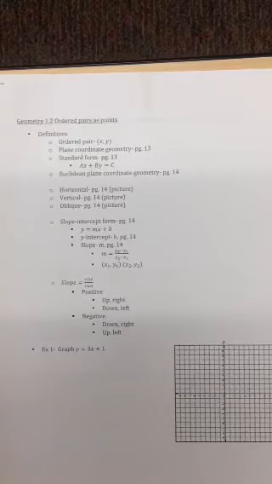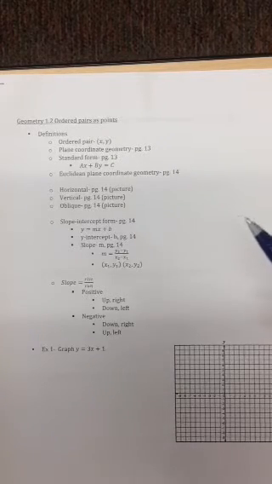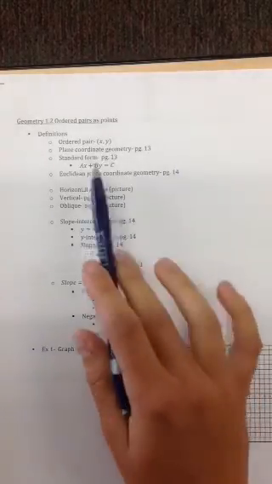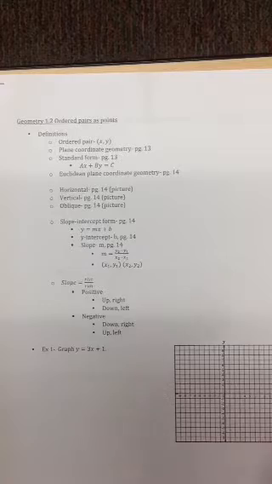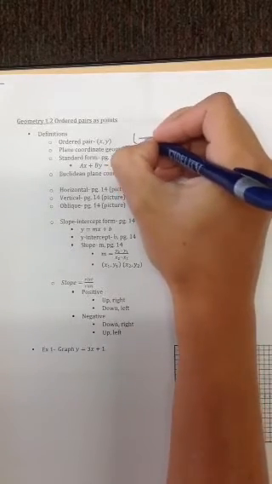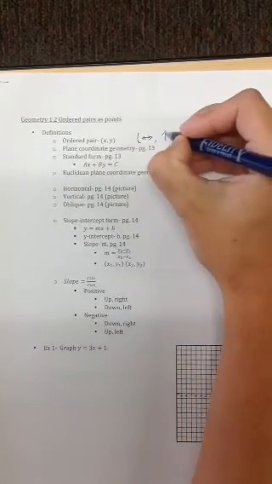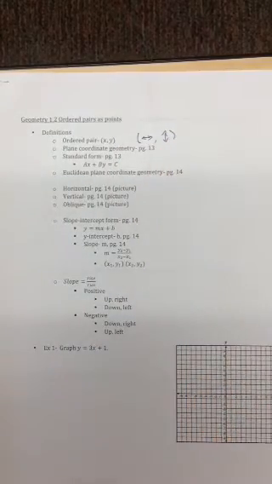Okay, so section 1.2, ordered pairs as points. The first couple things I'm going to have you write down are some definitions. Ordered pairs, not really a definition, but what you need to know is you're always going to have an x and a y. Your x is horizontal, so your x direction when you graph is always right and left, and then your y is always vertical, so it's what you do up and down.